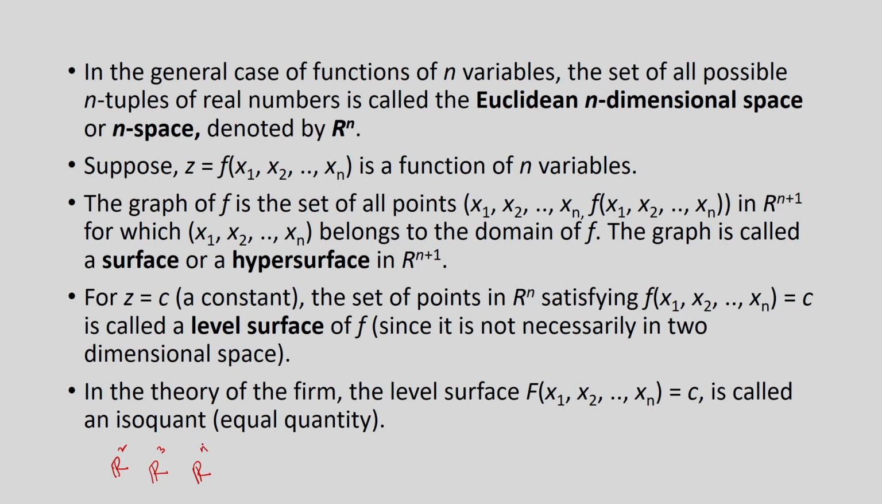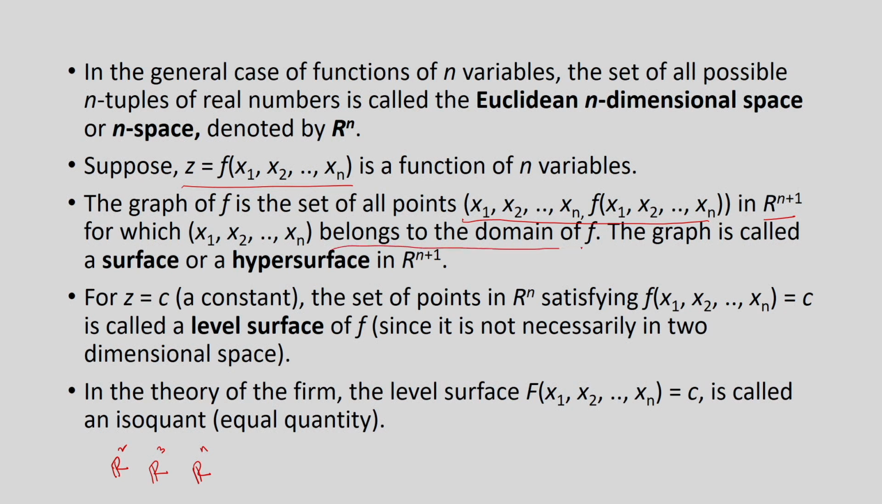Suppose you have a function which is z equal to f of x1, x2, ..., xn, a function of n variables. The graph of f is the set of all values x1, x2, ..., xn, comma f of x1, x2, ..., xn, right, and this will be in what space? It will be R^(n+1) space, for which x1, x2, ..., xn belongs to the domain of f.